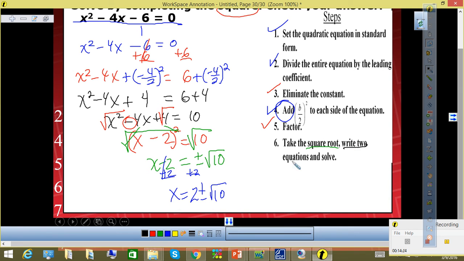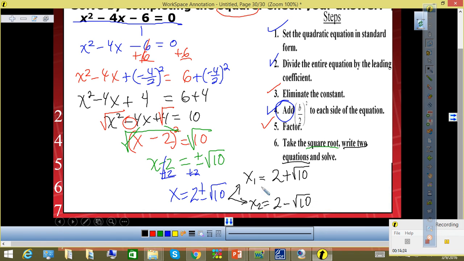Now I write my two equations. X sub 1, and now you can be writing this with me since you already know the last step, right? X sub 1, x sub 2. X sub 1 is what? 2 plus square root of 10. What is x sub 2? 2 minus square root of 10.